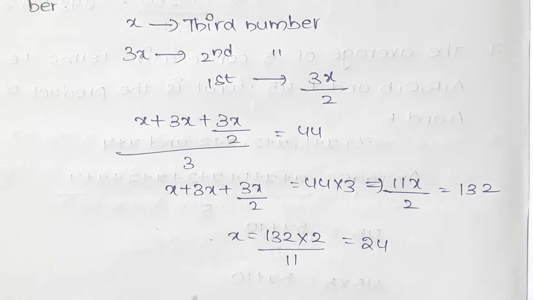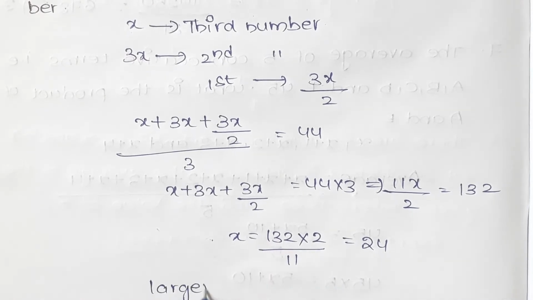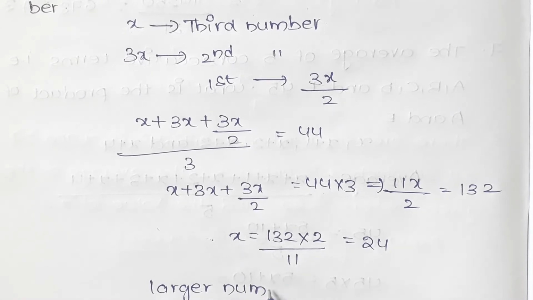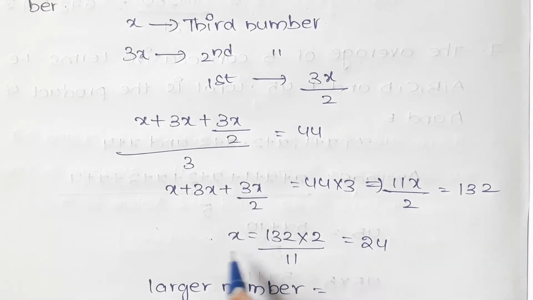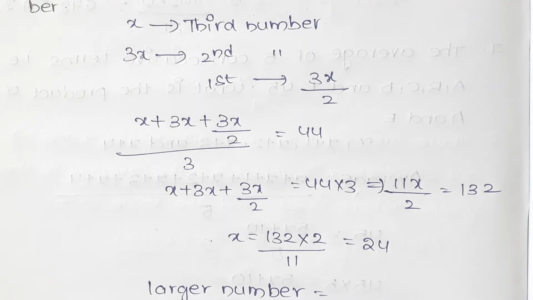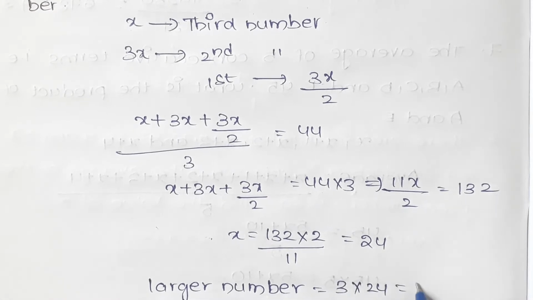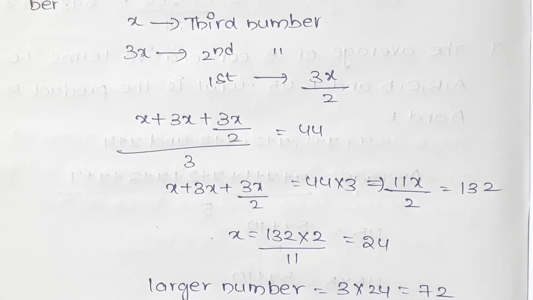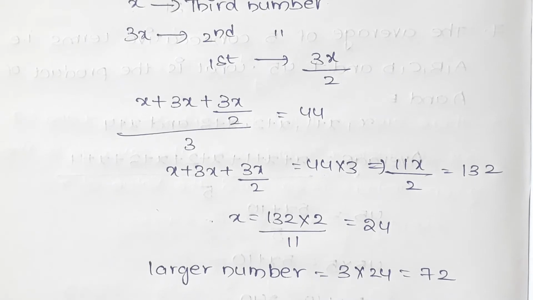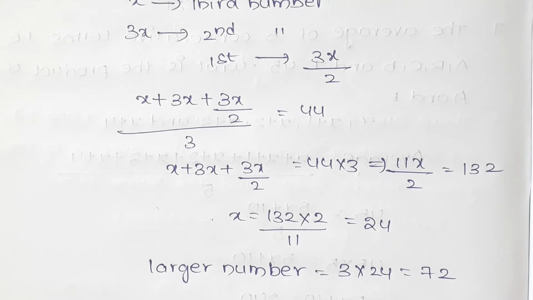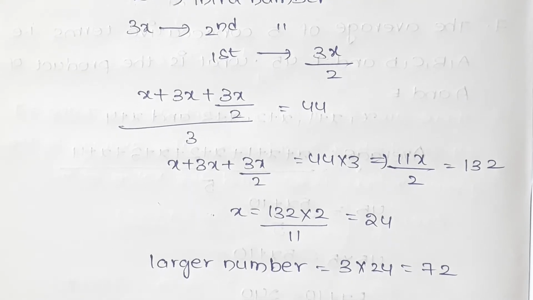And now the larger number. Here x is 24, that is, 24 is the third number, and the second number is 3 into 24, which is the larger number, that is 72. Finally the larger number is 72, that is the second number. This is one of the models, and now let us see another one.